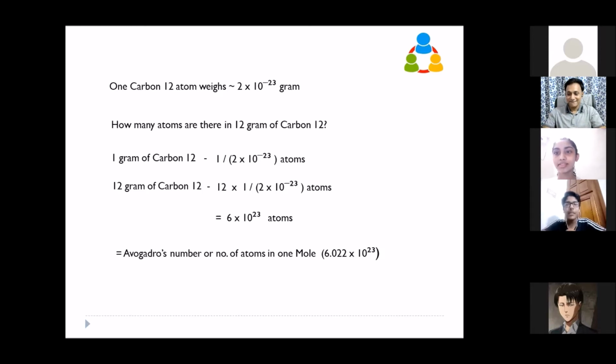What is the Avogadro number? The number of atoms in 1 mole. Okay. What is 1 mole? That number of atoms, 6.022 into 10 raised to 23 by the mass. You're telling the reverse of it. What is 1 by 1 mole? 6.022 into 10 raised to 23. Okay, then what is the Avogadro number? That's the same, right?